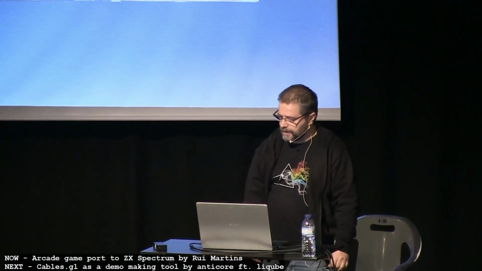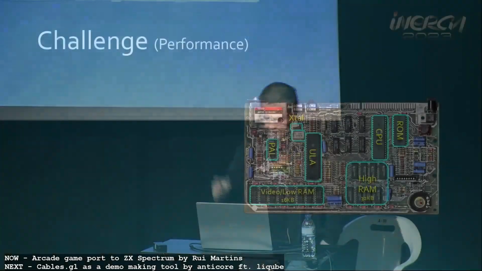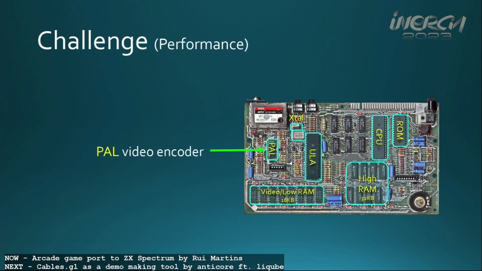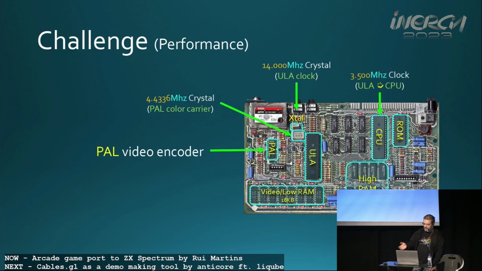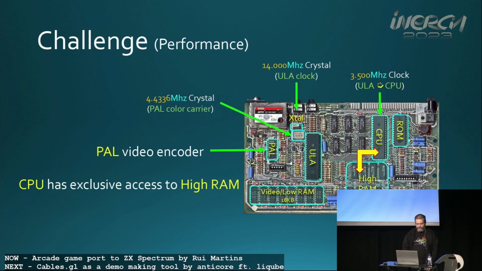So this is the board of the Spectrum, and we'll detail this in parts. So we first have the PAL video encoder, which is the chip that actually generates the image physically. Then we have the crystals for the PAL color carrier on top, and the crystal for the actual ULA clock, which is 14 megahertz, then later divided by 4, which gives us the clock for the CPU, which is 3.5 megahertz.